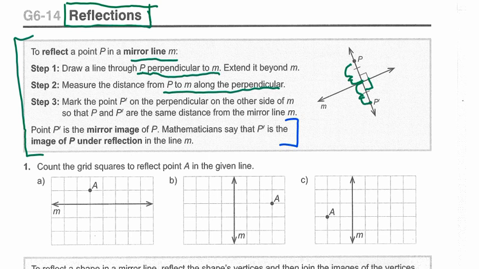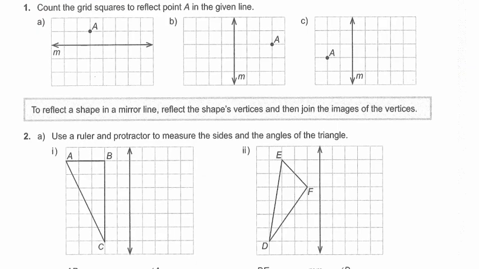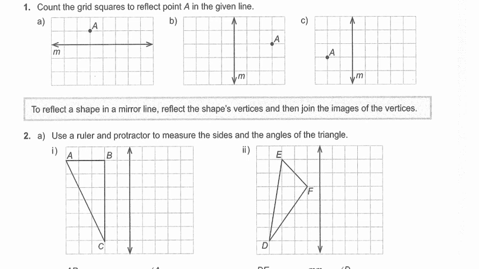So looking down to question 1, let's do some of these together. Again, you should do A and C, or whatever question I don't do as an example, you should do the other question, okay? So it says count the grid squares to reflect point A in the given line. So we don't need a ruler because they've done this on a grid. So you can see the mirror line is here for B, right? So I'll just draw a little bit of blue on that.